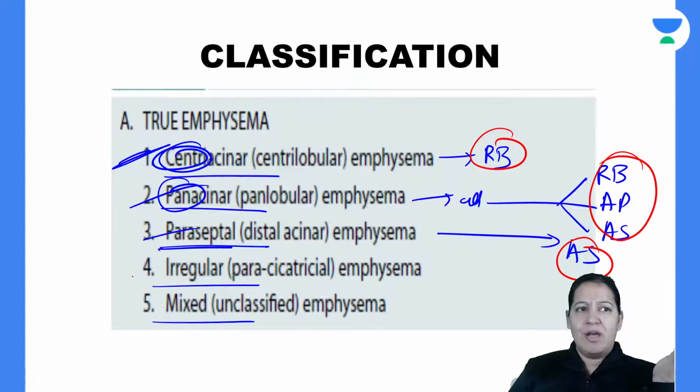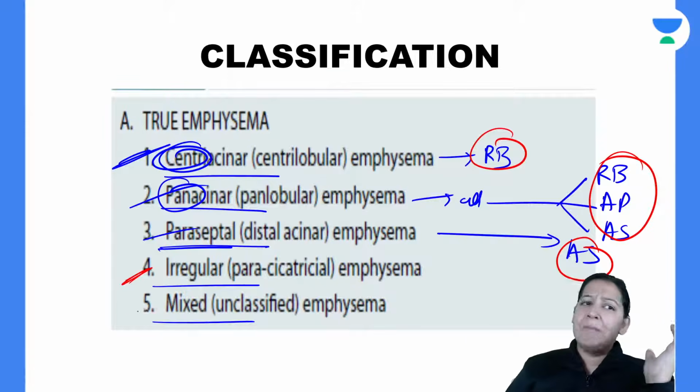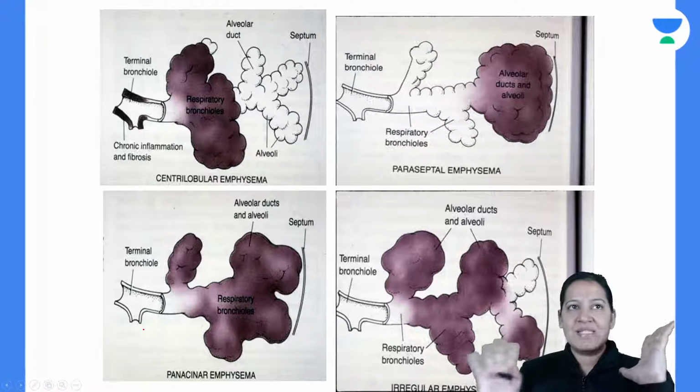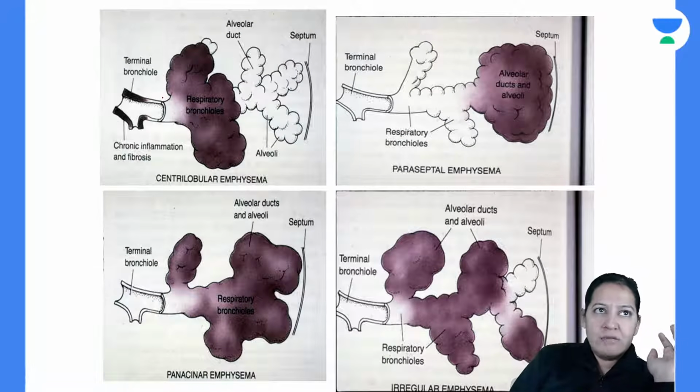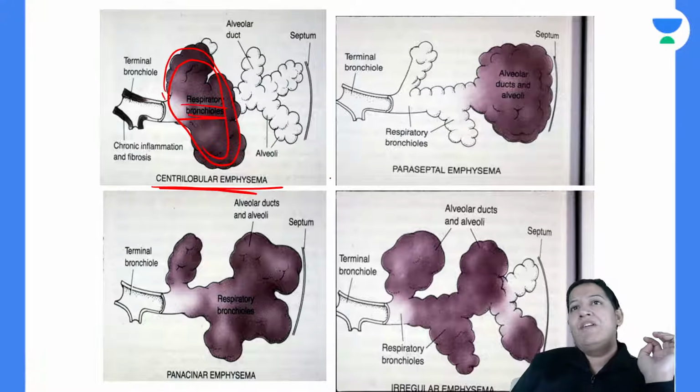Irregular is irregular. Anything can dilate, a little here, a little there. So that is haphazard, and a mixed pattern can be there. These 2 patterns are not really very important, but the first 3 are important. You can see the best diagram I could find. See this diagram yourself and tell me what it is. Which structure is dilated? Only the central structure, that is respiratory bronchiole. So it is centriacinar. Have you got it?